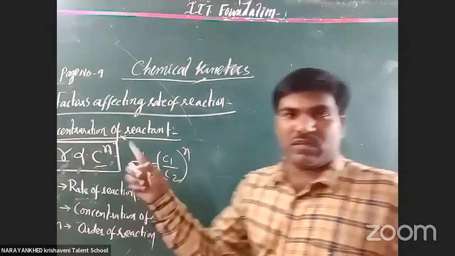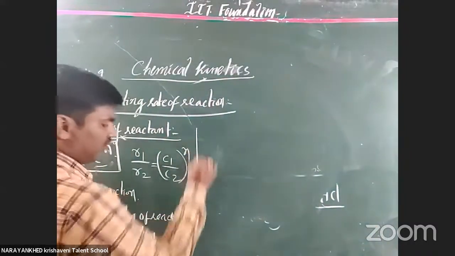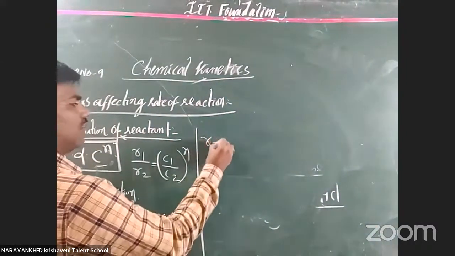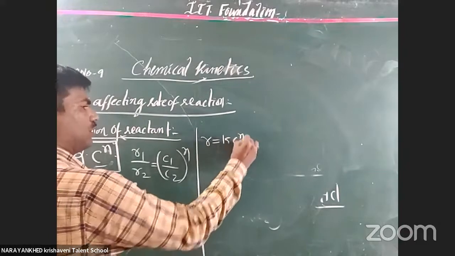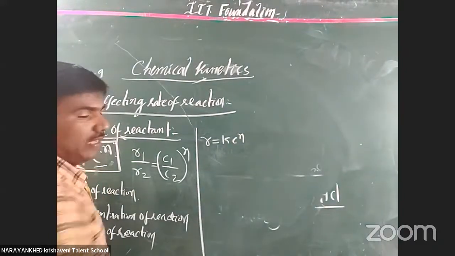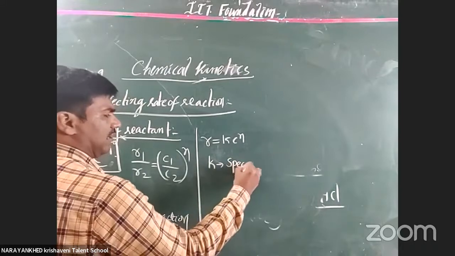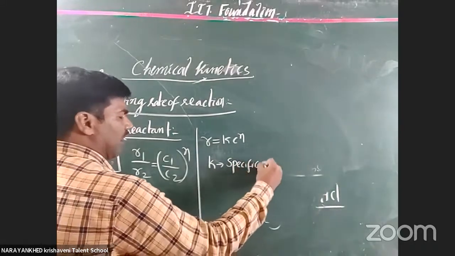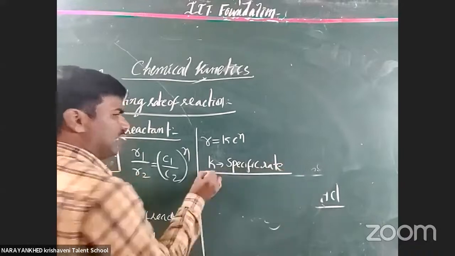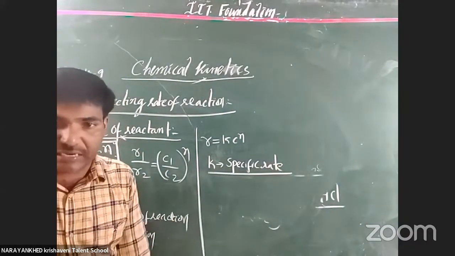When we remove the directly proportional symbol, it is also written as R is equal to K into C to the power of N. Here, what is this K? The specific rate. Already you know very well what the specific rate is. What is the specific rate?